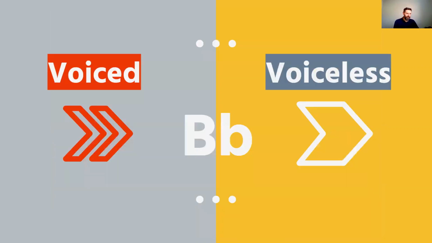So let's take the sound represented by the letter B. This is a sound we make with our lips as air moves out of our mouth. But if you place your hand against your throat, against your vocal cords or your larynx, B, B, you can feel some vibration of your larynx as you generate that sound. Because of that, the sound B is a voiced sound.